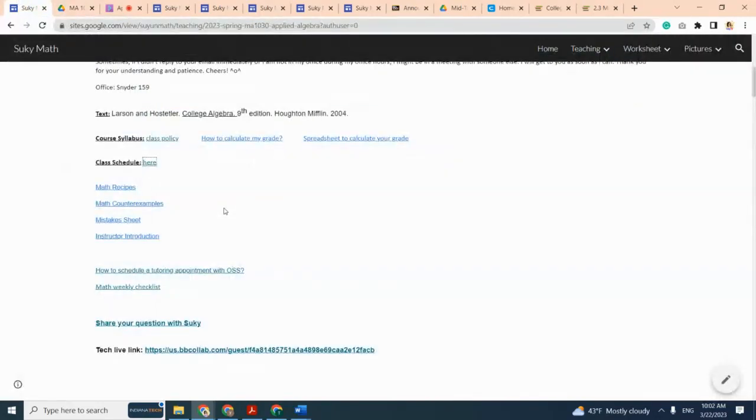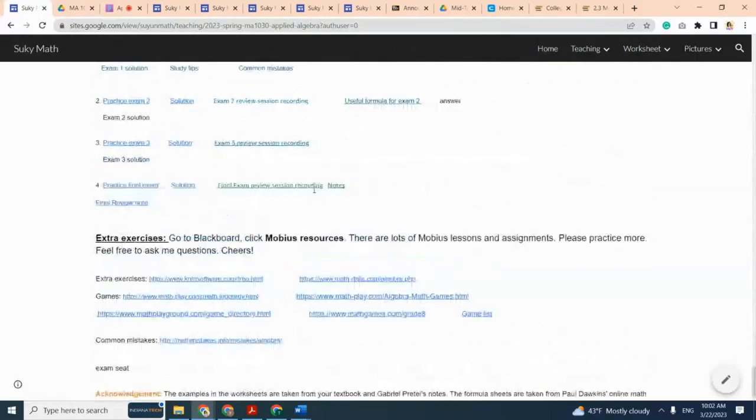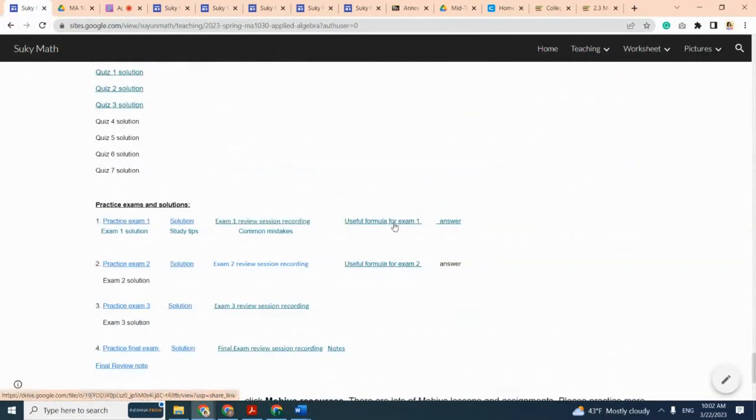And exam 1, go to the bottom. Okay, go to the bottom. You see the useful formula for exam 1 and exam 2? They're right here. So if you want to print more copies and tape them around your office, your room, feel free to print it out. And then do you see the answer?